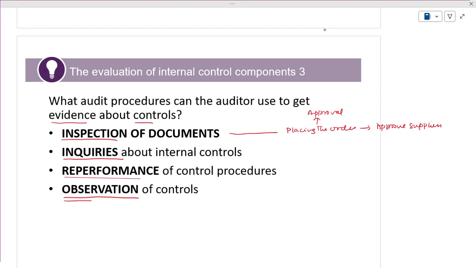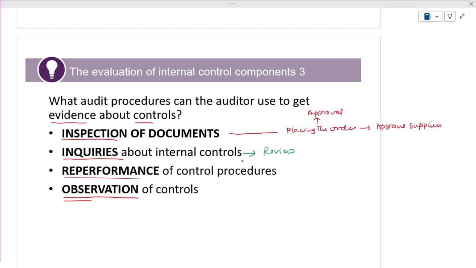Inquiries about the internal controls. When you are placing the order, whether the approvals have been there. You are reviewing the documents, and your inquiry is whether the approvals are there, whether they have taken the approvals from the respective authorities or not.